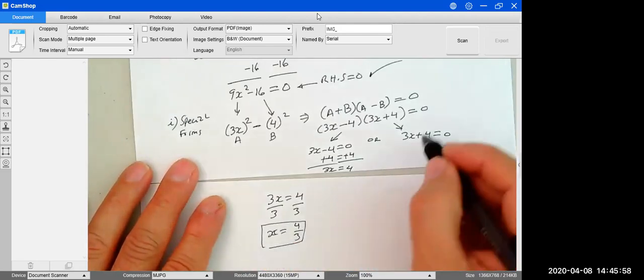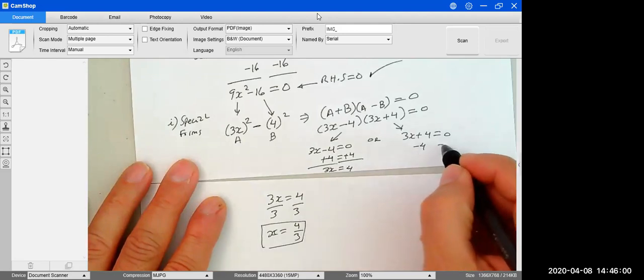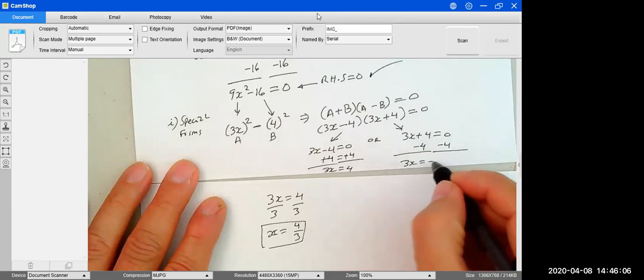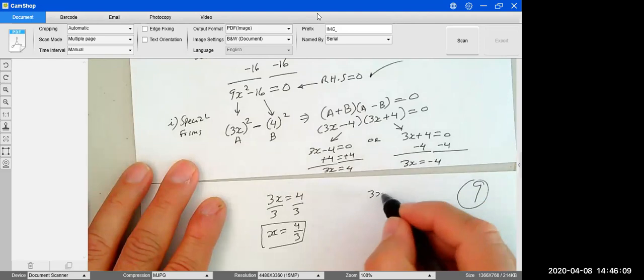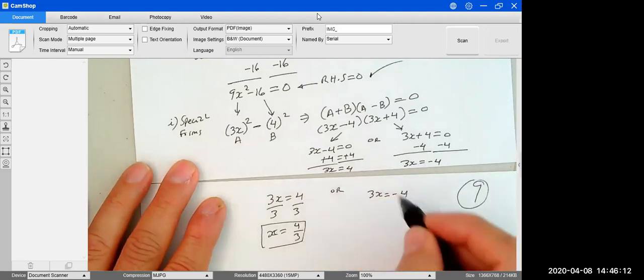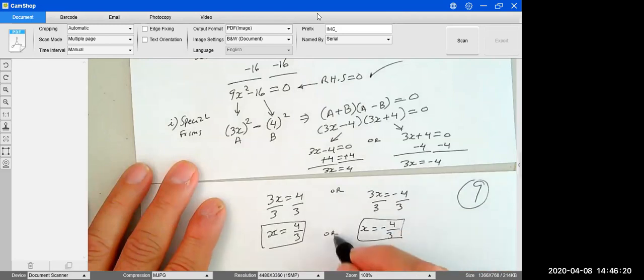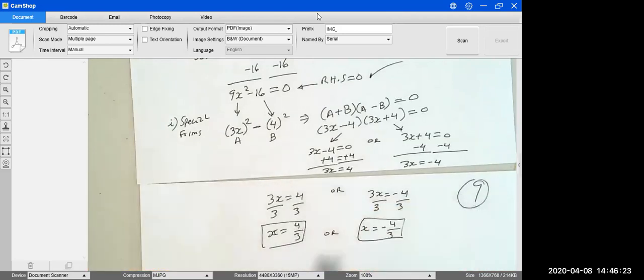That's the first scenario. The second scenario is going to be subtracting 4 from both sides. So you're going to get 3x equals negative 4. You're going to divide by 3 again. So now you're going to get x equals negative 4 over 3. So don't forget the OR operator. So the final answer then is going to be x is equal to negative 4 over 3, comma, 4 over 3. So that's the solution for this problem.